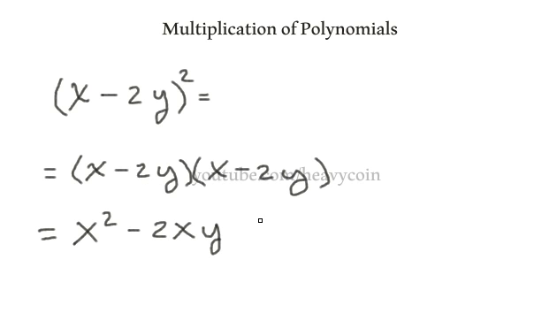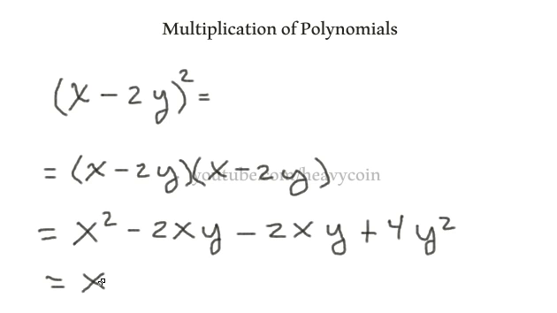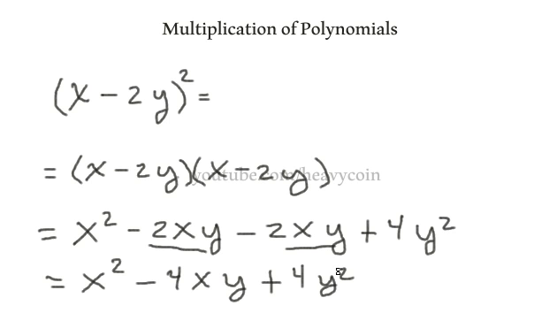So minus 2y times x minus 2xy, and I'm going to write it like this. And then minus 2y times minus 2y is a plus, because we have a minus and a minus, right? And then that becomes 4y squared, because we have y times y. Now we can simplify this down to x squared. We have like terms here. So minus 4xy plus 4y squared.